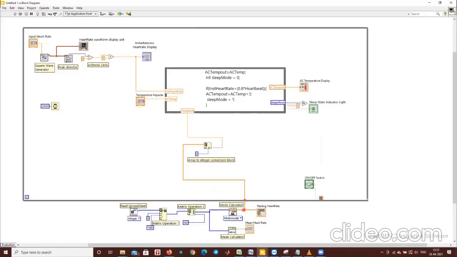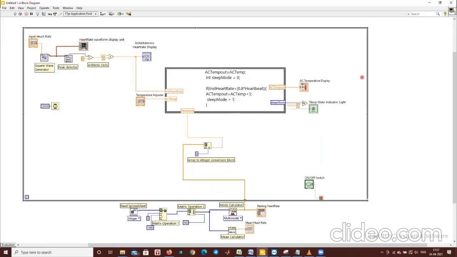The other output of this is, see, the output here is still in an array format. We need to convert this array into an integer format. This is because the logic block is designed in such a way that it takes only integers, because even the instantaneous heart rate is in integer format. The heartbeat also should be in integer format to have a comparison between the two. So this block here converts this array into an integer, and this is fed here.